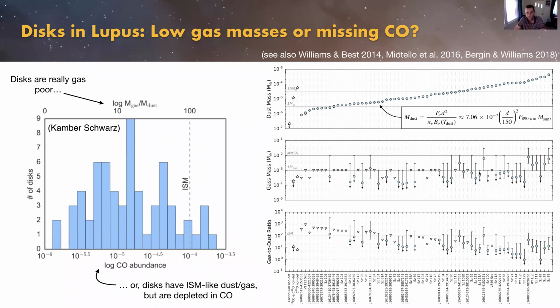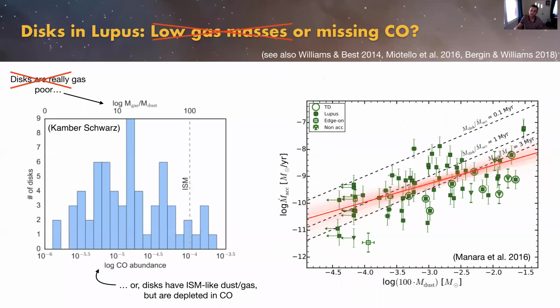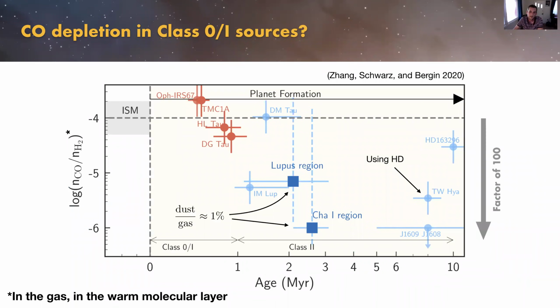So motivated by the results for TW Hydra with the HD, and also by this point that actually the dust masses, if you multiply them by 100, seem to do a better job of explaining the accretion rate onto the star that you can measure separately, it seems to me that the more obvious choice is the second one. So the disks are not depleted in gas, it's just the CO that's missing. And that's also the interpretation that Coco and others used in this work. So if you use this 1% dust to gas ratio, you can put Lupus and Chameleon 1 on this plot as well.